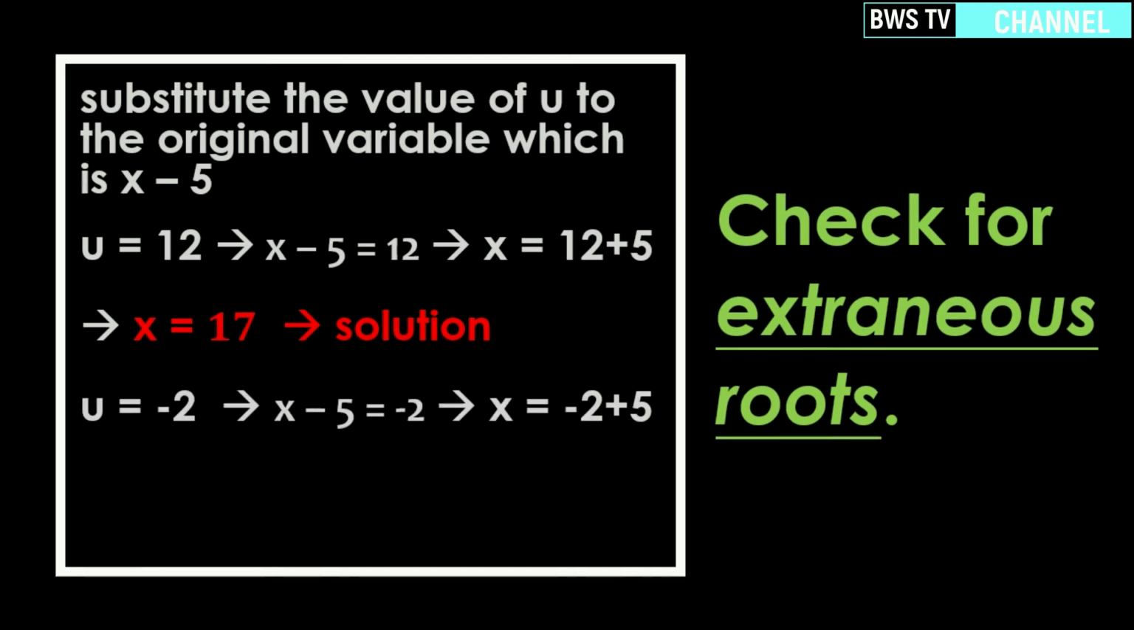Next is u is equal to negative 2. Then change u into x minus 5. So, x minus 5 is equal to negative 2. Then transpose negative 5. So, that will be x is equal to negative 2 plus 5. Then x is equal to 3. And then when you substitute 3 to the original equation in the given, the answer is also a solution. It will satisfy the given equation.